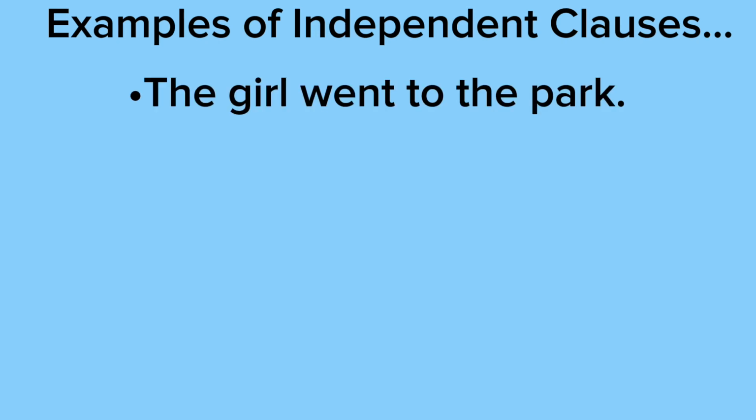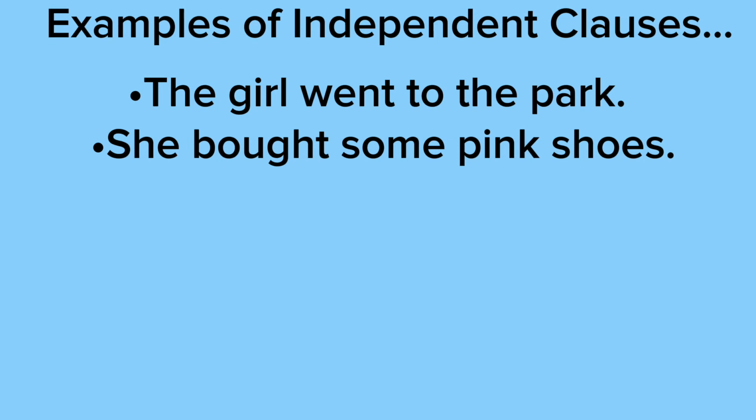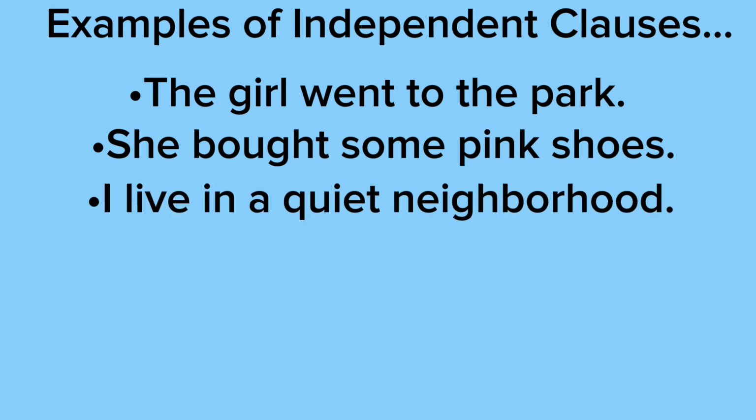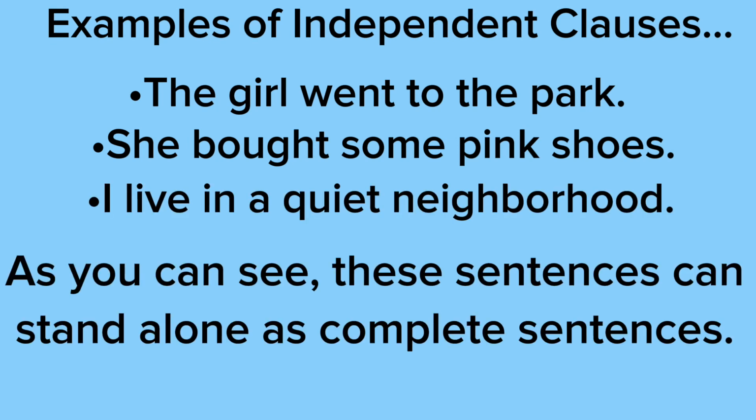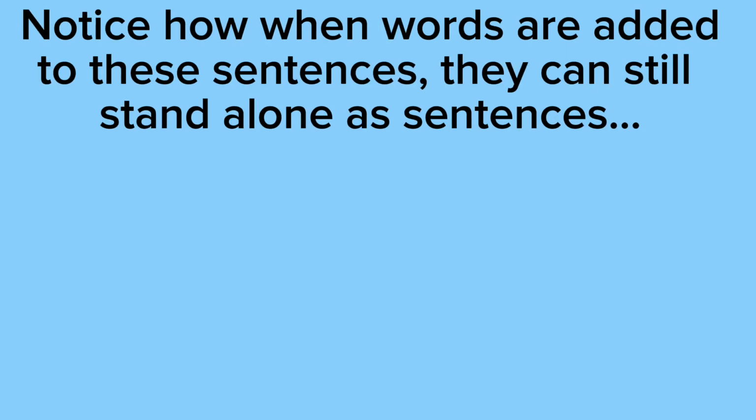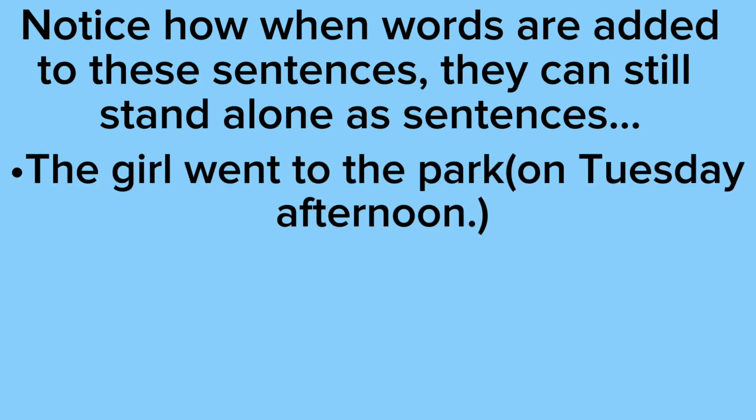Examples of independent clauses: the girl went to the park, she bought some pink shoes, and I live in a quiet neighborhood. As you can see, these sentences can stand alone as complete sentences and don't need additional info. Notice how when words are added to these sentences, they can still stand alone as sentences. For example, the girl went to the park on Tuesday afternoon. So if we took out on Tuesday afternoon, the sentence would still say the girl went to the park. So that would be a complete sentence.